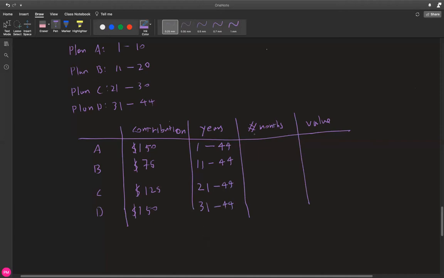So the number of months. So here we know that from year 1 to 44, that is 44 years. So if you multiply the 44 years by the number of months, you should end up with 528.